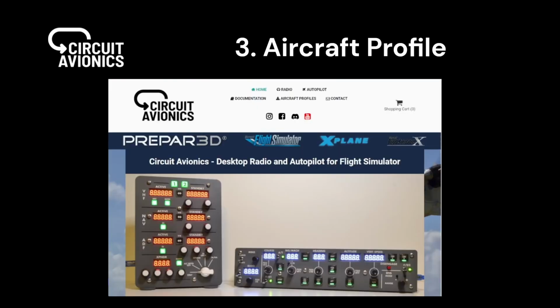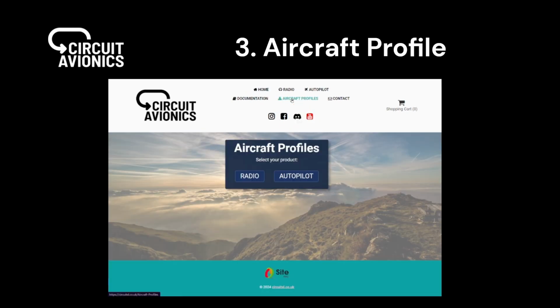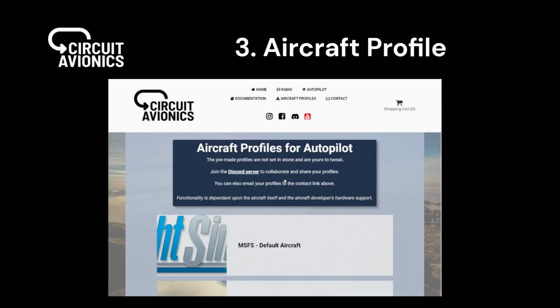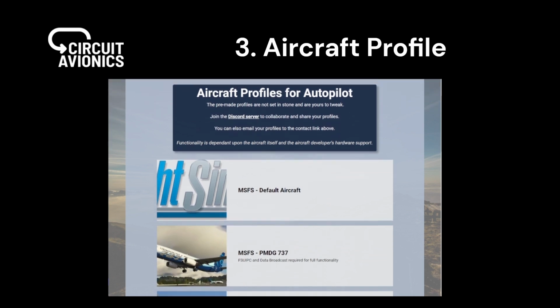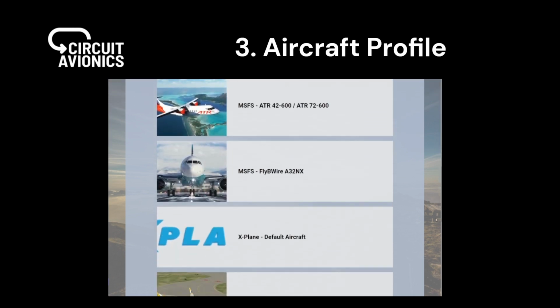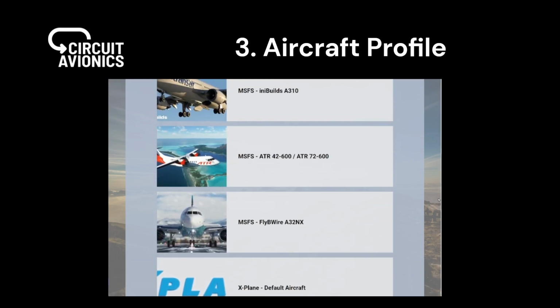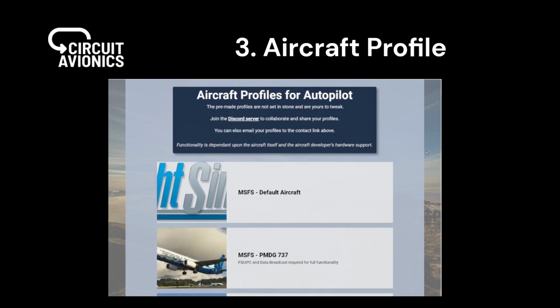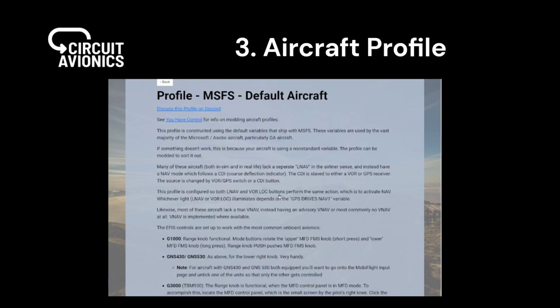Aircraft Profile. On the website, navigate to Aircraft Profiles. Choose your product. If you have both, just choose one for now. There are several aircraft profiles available. Don't forget that you can also make your own and share them with other pilots. Select the default aircraft profile. Each aircraft profile comes with information explaining its functions. At the bottom is the button to download the aircraft profile.